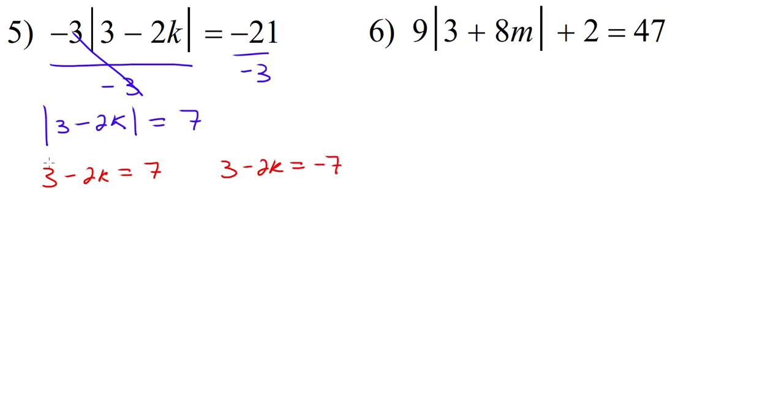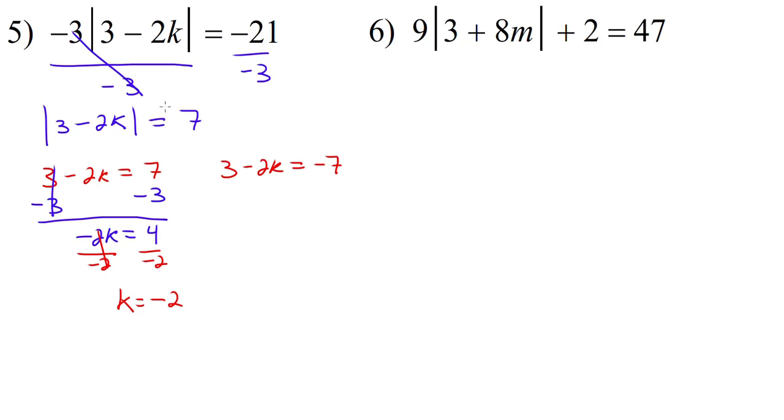So in the first equation, we need to get rid of this positive 3. So we're going to subtract 3 from both sides. We end up with negative 2k equals 7 minus 3 is 4. Next, we need to divide both sides by negative 2. And we get our first solution, k equals negative 2.